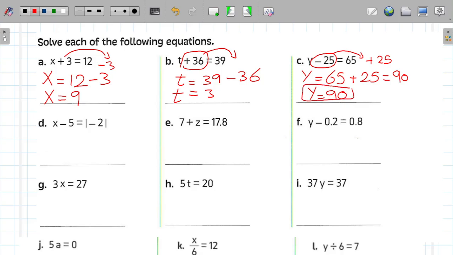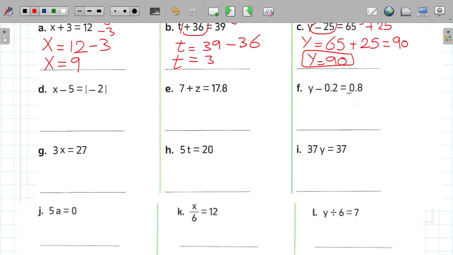Okay, next I have x minus 5 equals the absolute value of negative 2. But the absolute value of negative 2 is just 2. Okay, so I will send negative 5 or minus 5 to the other side with the inverse operation. It will be just plus 5. Okay, so x equals 2 plus 5 equals 7.